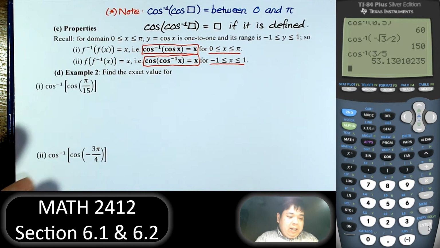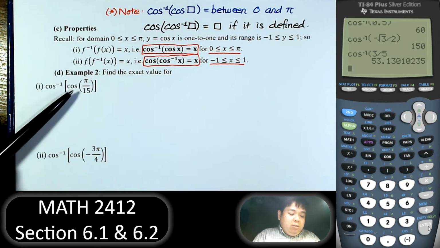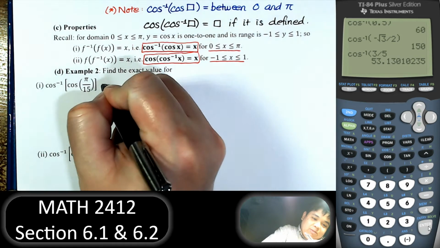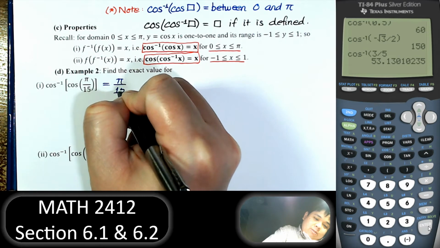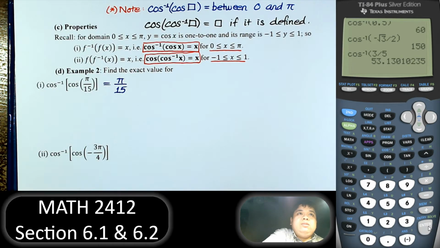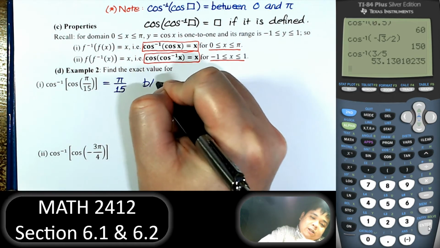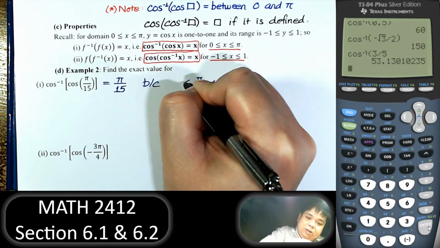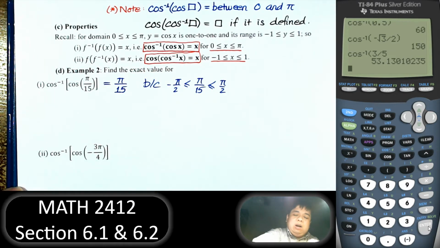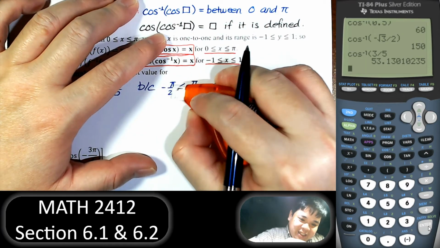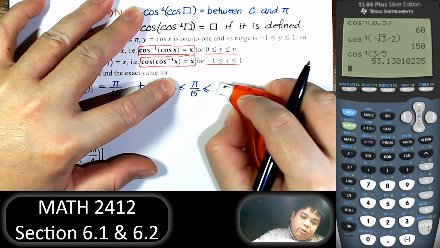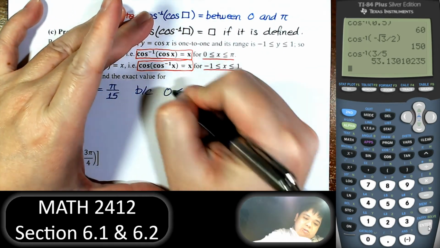Right. Now it's easy. Now we look at this. Cosine inverse of cosine of pi over 15. Well, pi over 15 is between 0 and pi. So yes, that cancels out. Because pi over 15 is between 0 and pi, sorry. Negative pi over 2 and pi over 2 is for sine. This is for cosine, so 0 and pi.